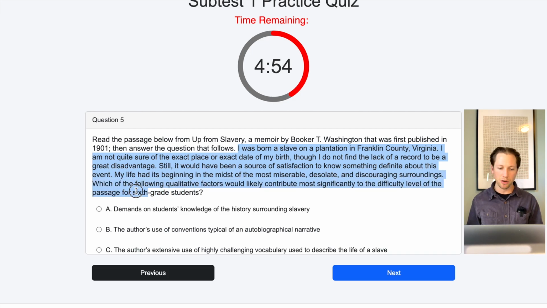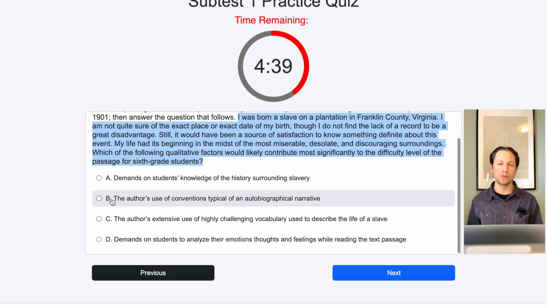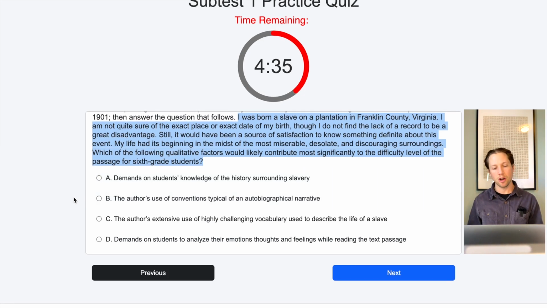Which of the following qualitative factors would likely contribute most significantly to the difficulty level of the passage? So basically, why would this be difficult for a 6th grader to really understand? Take a moment here, read answer options A through D, and then let's talk about it.